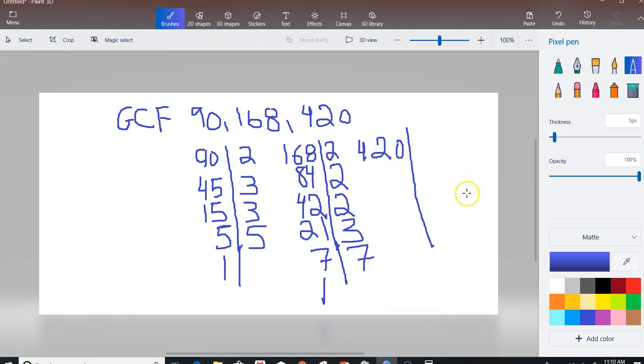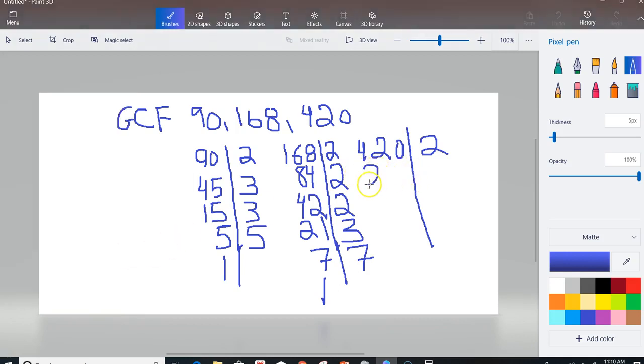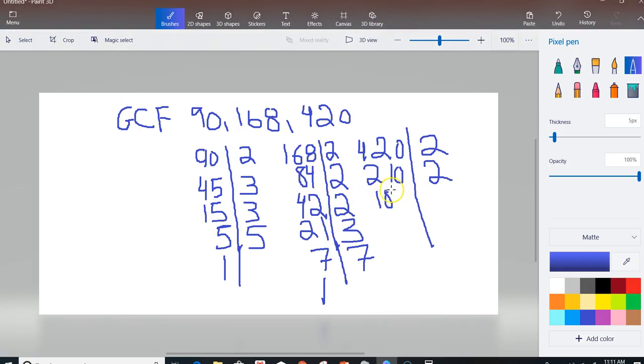Now we're going to do the number 420. We divide by 2, and I think we get 210, but let's check. Yep, 210. If we divide by 2, we should get 105. Remember, you can do this faster by dividing by 5, but sooner or later you're going to run into the same factors. 2 is going to be just in a different place in the tree. I hope that answers some of your questions.